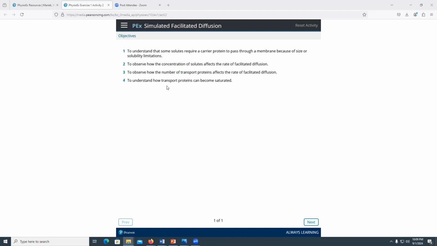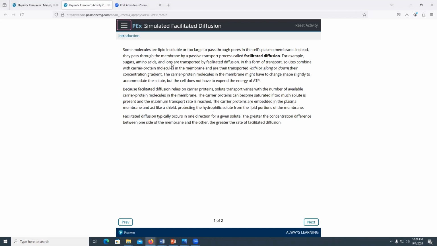We're also going to be understanding how transport proteins can be saturated, and I alluded to that when it came to diabetes, but we're going to talk more about that. Some molecules are lipid insoluble, meaning that they are polar and may be too large and charged to pass through the pores in the cell membrane. Instead, they pass through the membrane by a passive process known as facilitated diffusion.